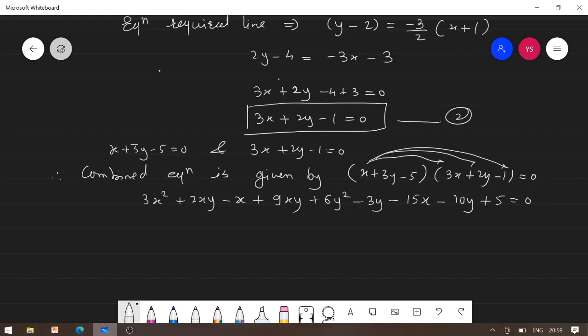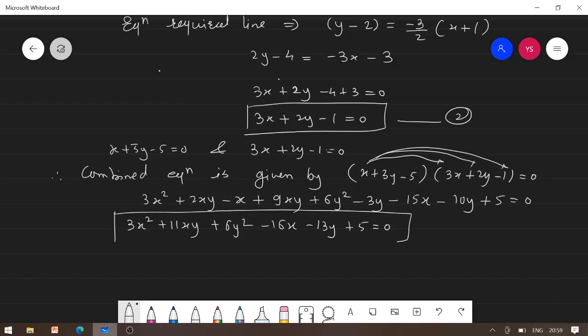As per the concepts of polynomials, like terms are easily added and subtracted. So we might get 3x square, 2xy plus 9xy becomes 11xy, plus 6y square, while minus x minus 15x becomes minus 16x, while minus 3y minus 10y becomes minus 13y, plus 5 equals 0, which is the required combined equation.